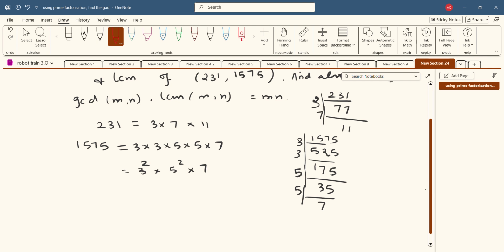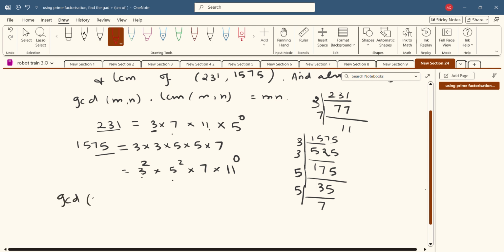Already I told you how we are going to find the greatest common divisor by using prime factorization. First you write the positive integers as prime factors. Here the least prime number is 3, here also 3, and 7 in both, but 5 is not there in 231. So you can introduce the exponent of the prime number 5 as 0, so 5 to the power 0. Similarly, 11 is also not there in 1575, so you include its exponent as 0.